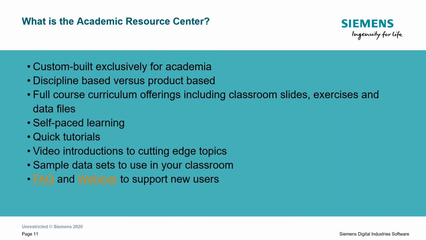So the Academic Resource Center was custom built exclusively for academia. It's kind of a portal within a portal. The idea is that in addition to all of the learning assets available throughout Learning Advantage that really address the software, the picks and clicks, if you will, you, our academic partners, want material that explains broader topics in engineering, like, for example, PLM that we'll talk about today, but also model-based systems engineering and additive manufacturing and IoT.